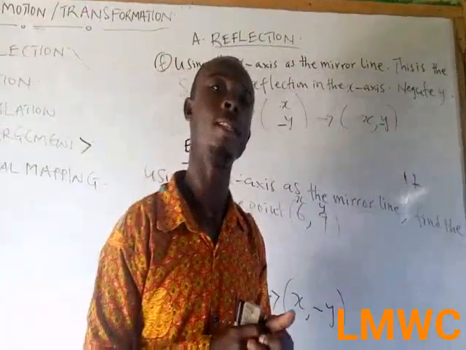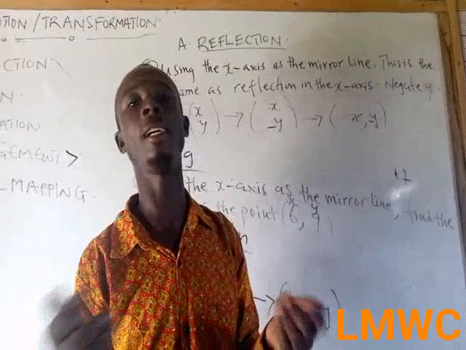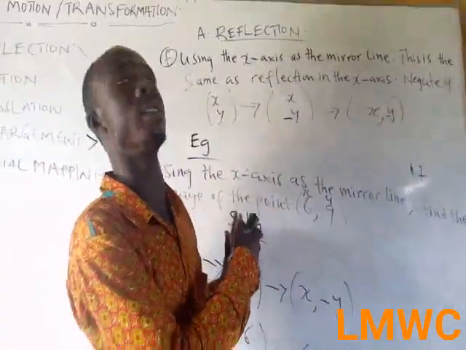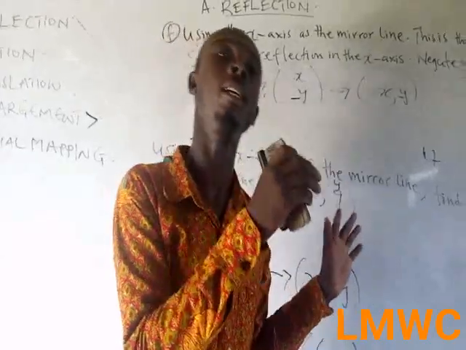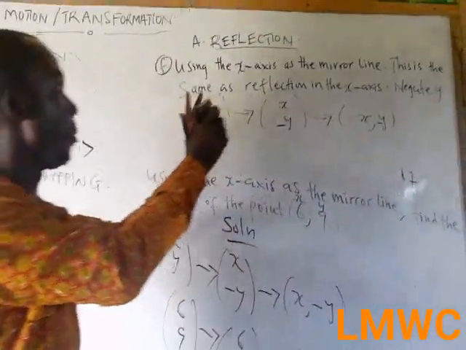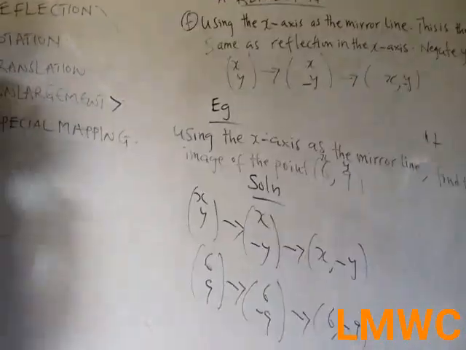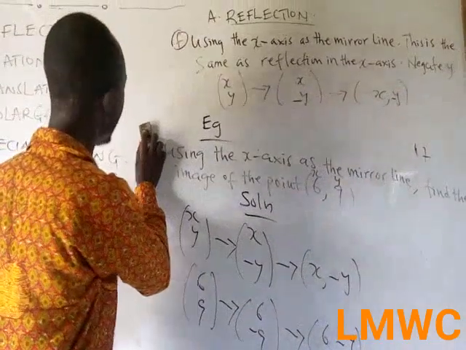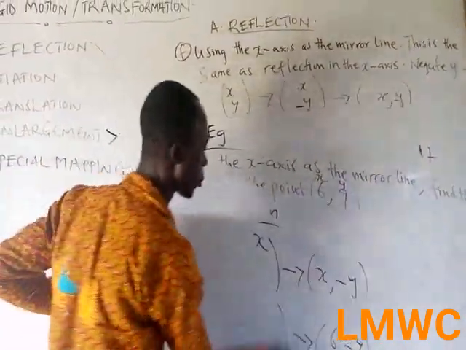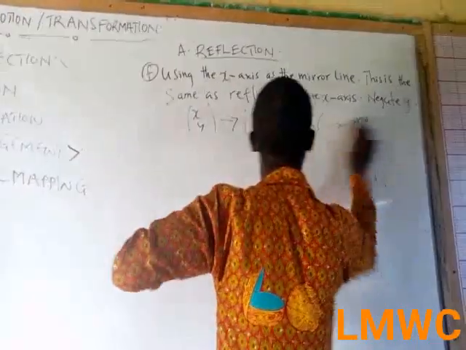Using the y-axis as the mirror line is the same as reflection in the y-axis, so you negate x. Using the x-axis as the mirror line is the same as reflection in the x-axis, so you negate y. So this is a summary for reflection. Now we are moving on to rotation, and rotation is very simple. Castro will make rotation very simple for students.